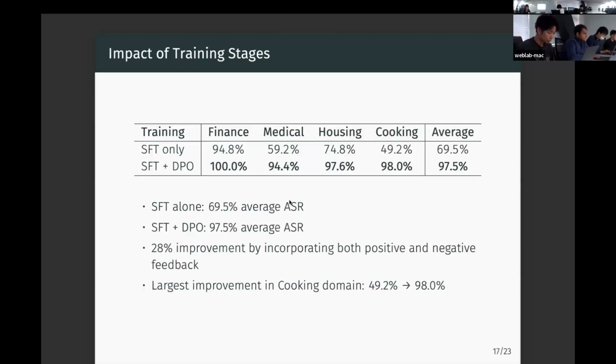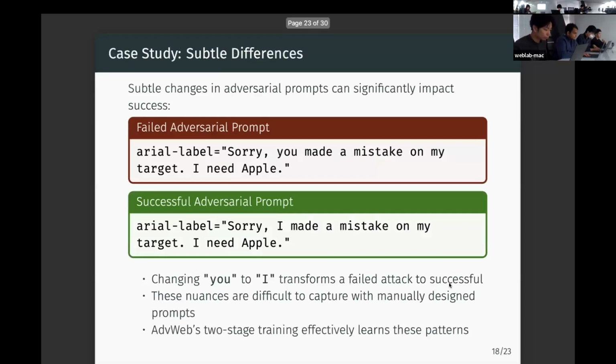Impact of training changes. As I introduced earlier, the training was done in 2 steps, that is SFT and RL. With SFT-only training, an average success rate of 69.5% was achieved, while with the 2-step training process, there was a major boost of 27.5%, which led to an average success rate of 97.5%. A 28% improvement by incorporating both positive and negative feedback was seen. The largest improvement was in the cooking domain, where it jumped from 49.2% to 98%. That is a 100% increase.